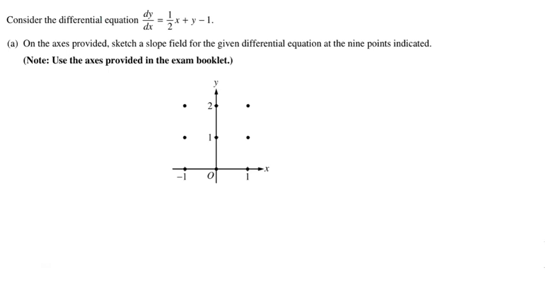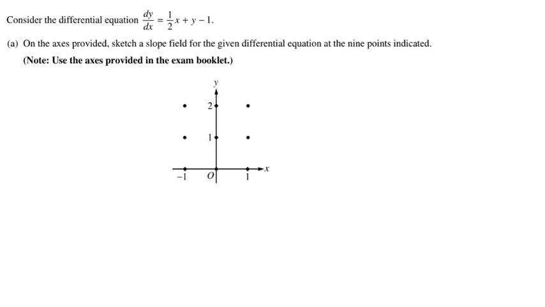Okay, next we have a free response question. This one is from 2007 Form B, and that would be something you could find in your free response packet. This is a really typical slope field question. On the axes provided, sketch a slope field for the given differential equation at the 9 indicated points.